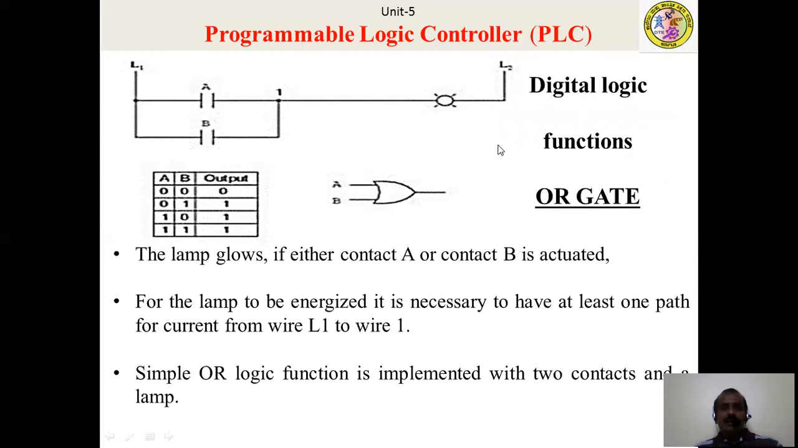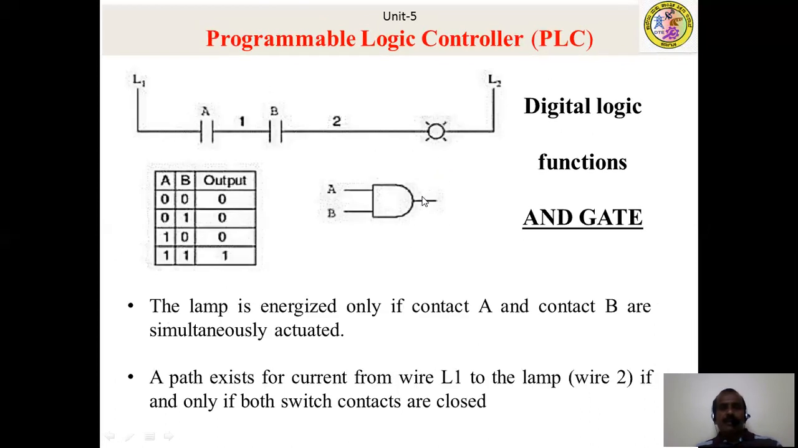Now let us discuss the digital logic functions, that is the OR gate. Here the lamp glows if either contact A or contact B is actuated. So for the lamp to be energized, we have at least one path for current from wire L1 to wire L2. The simple logic OR function is implemented with two contacts and a lamp.